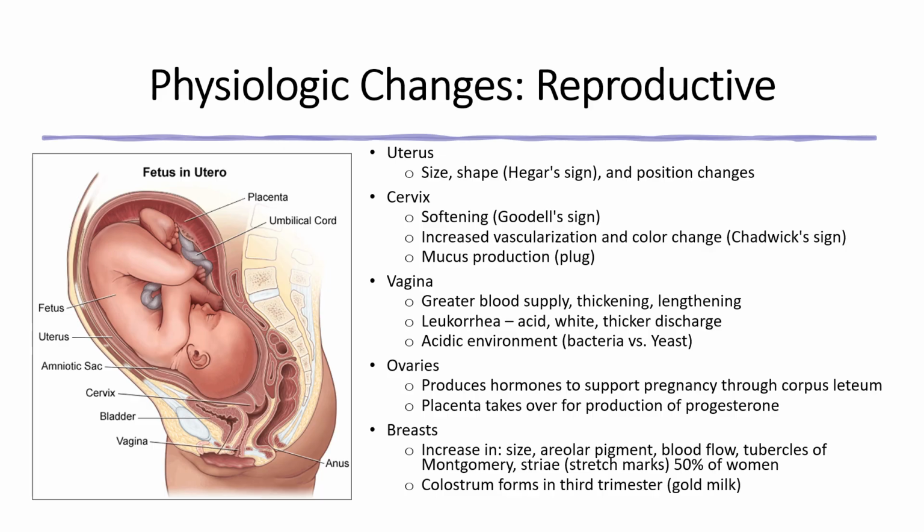There are a lot of changes that occur during the reproductive stages. I don't want to spend a lot of time on this. Make sure that you read your modules, and please take a moment to review the changes in the uterus, the cervix, the vagina, the ovaries, as well as the breast. A lot of this we've talked about already, so please pause and review this if you need.